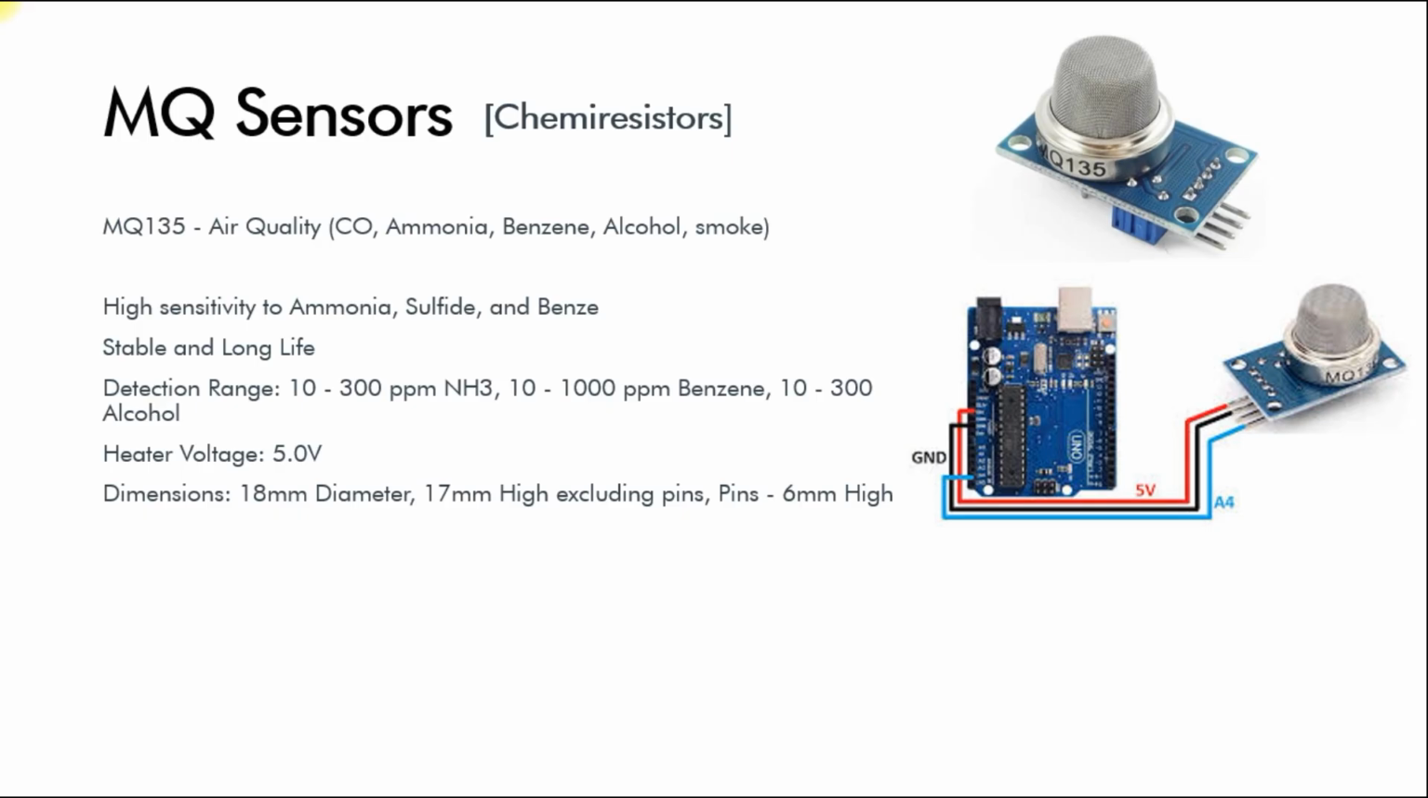It can vary, it can give the digital output like this. If we want to convert into some voltage value, we need to do some calculation. I will show that calculation in the coding part. Its maximum dimension is 18 mm diameter and 17 mm high excluding pins, and the pins have 6 mm pin width.